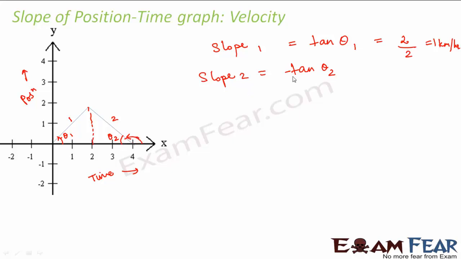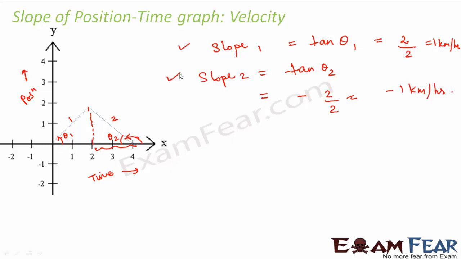So that means it comes out to be minus tan theta 2, because theta here is nothing but this angle, that is 180 minus theta 2. It comes out to be minus tan theta 2. So this is equal to minus tan theta 2, which will be P by B again. This distance is again 2 and this distance is again 2, so this will be minus 2 by 2, that is equal to minus 1 kilometer per hour.